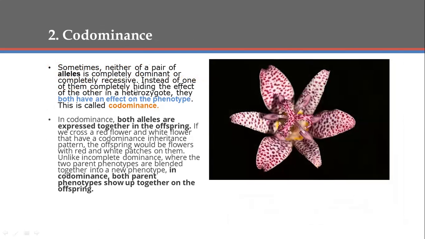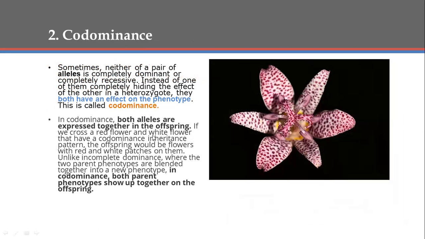Instead of one of them completely hiding the effect of the other in a heterozygote, like in complete dominance, they both have an effect on the phenotype. Both of them have an effect. This is called co-dominance. In co-dominance, both alleles are expressed together in the offspring.